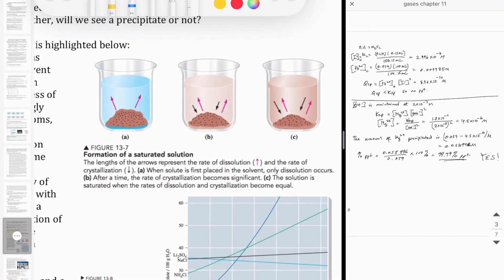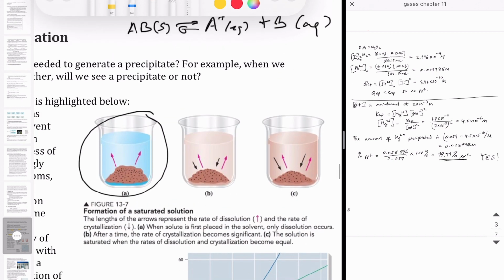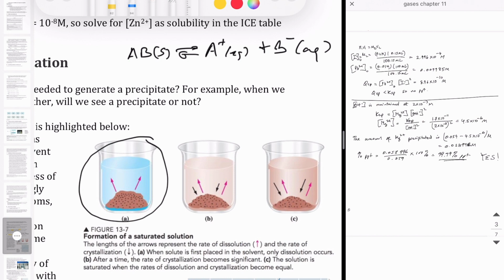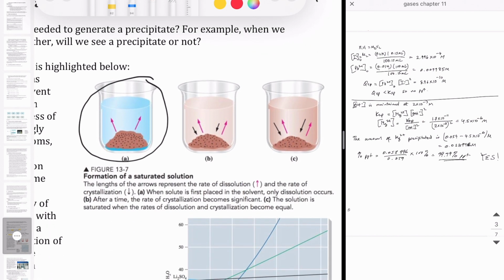So when we initially put a precipitate in a solution, all we have is no ions floating around. This is the picture on the left. It's just a bunch of the precipitate that's originally there. The solution is still just pure water. So at that point, what's going to happen is only the forward reaction, which is the solid dissociating. Some quantity of that solid is going to dissociate. And that's represented by the pink arrow there.